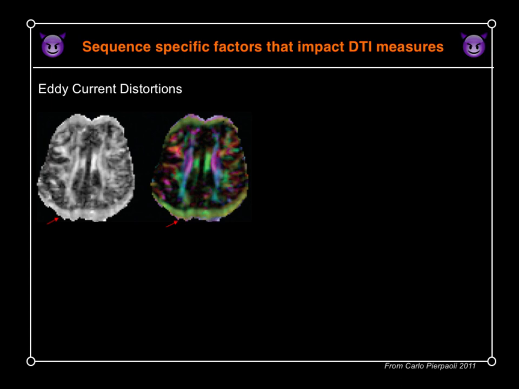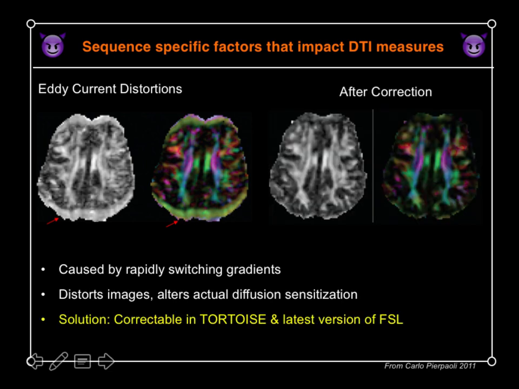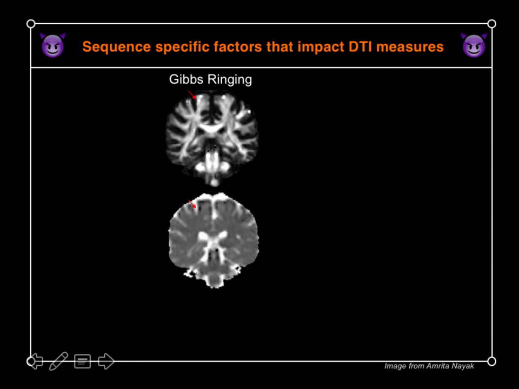With diffusion, there are a host of other things that we need to keep in mind. One is eddy current distortions. Eddy currents are those currents that are caused by rapidly switching diffusion sensitizing gradients. And what you see is this sort of rimming effect, which distorts the image, and it also alters the actual diffusion sensitization that is being applied. But on the good side, you can correct for this. So Tortoise and even the latest version of FSL offer a very robust solution for correcting these kinds of eddy current distortions.